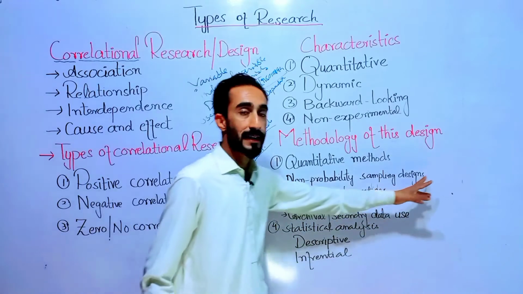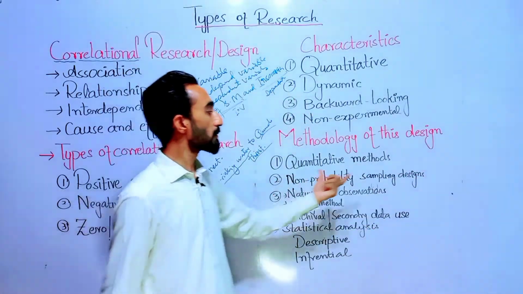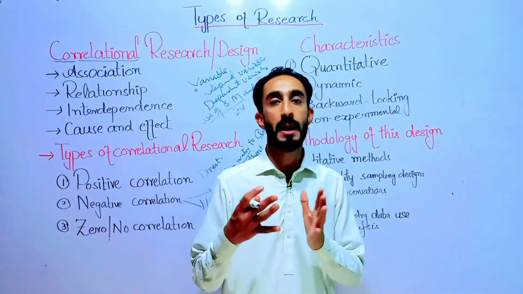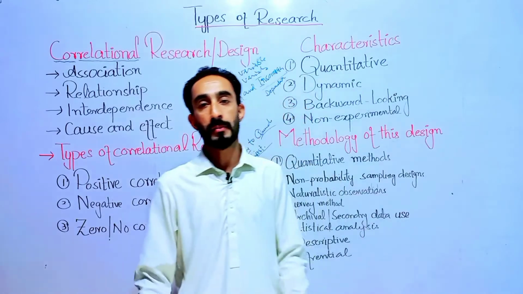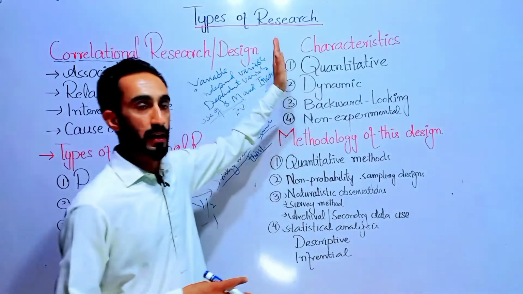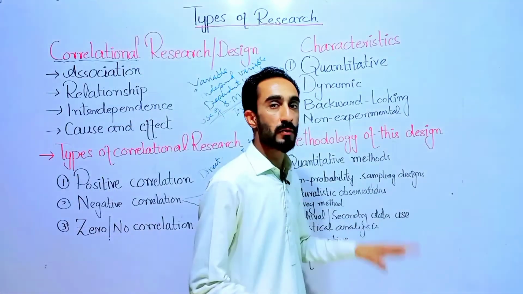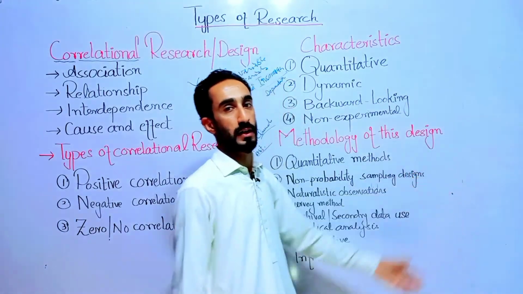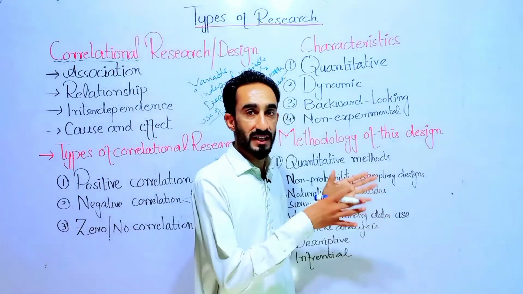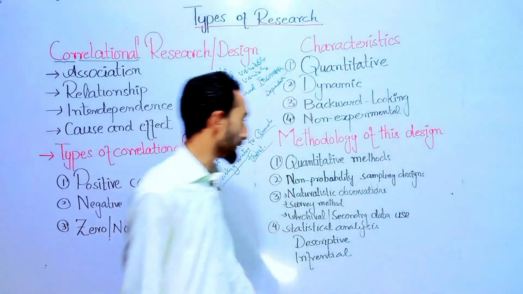For sampling design or data collection, we will use non-probability sampling, like judgmental sampling, convenience sampling, quota sampling, panel sampling, and snowball sampling. These are the non-probability sampling techniques which are widely used in quantitative research, more specifically in correlational research design. We can choose any sampling design which best suits and is most feasible for our topic.